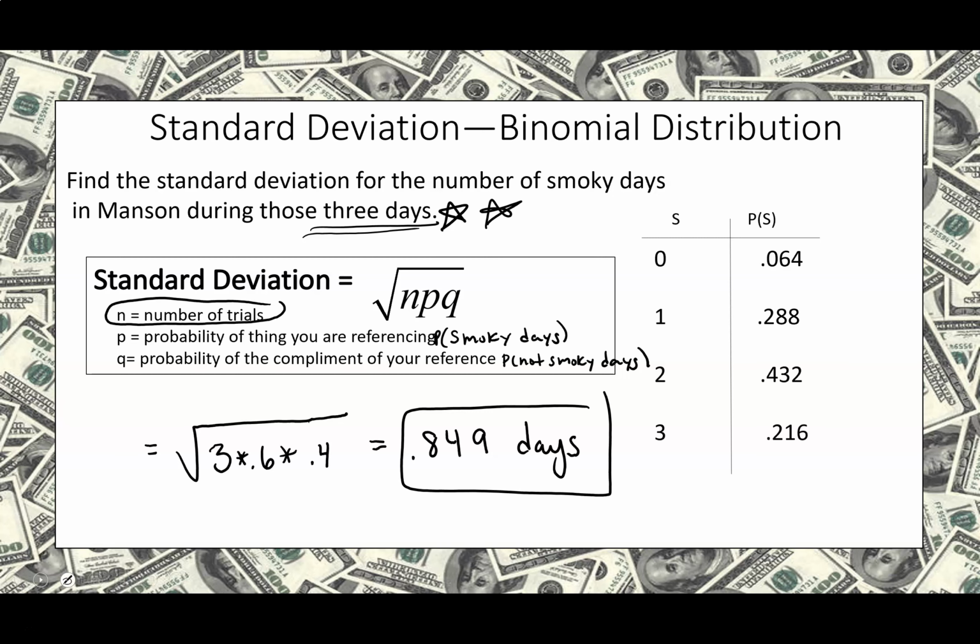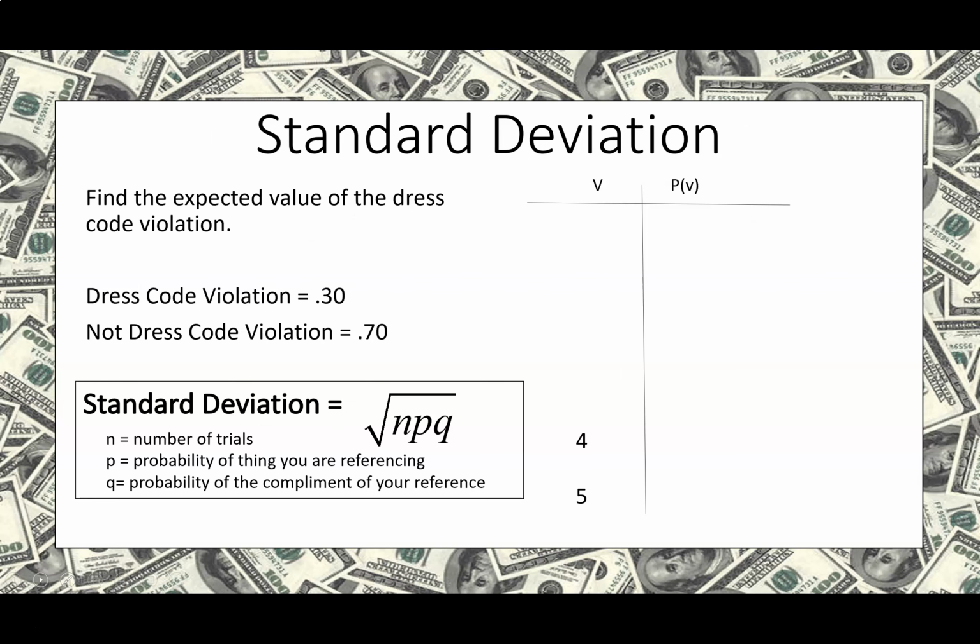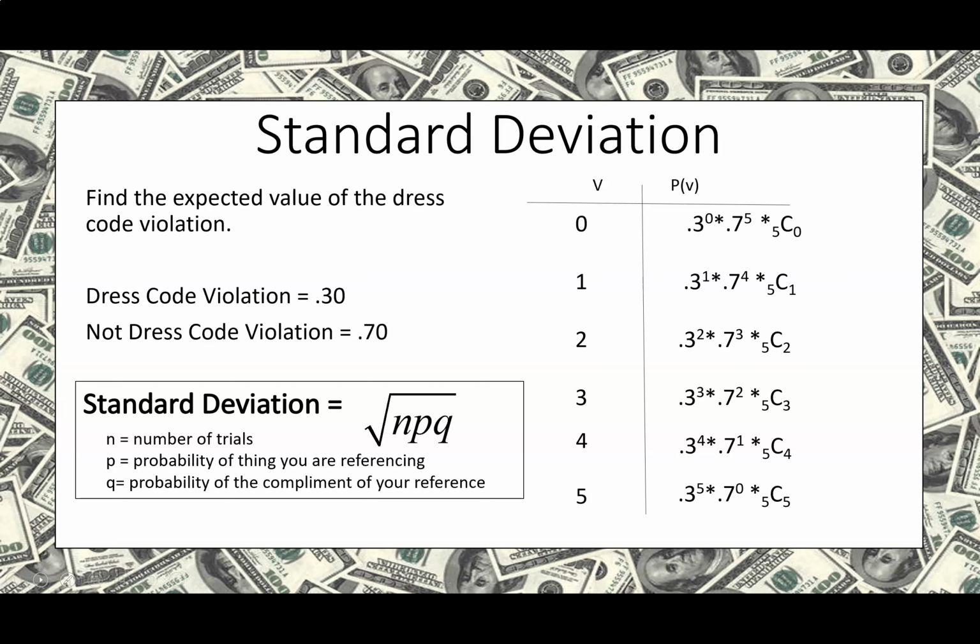All right. Find the expected value of the dress code violation. Well, remember, expected value was N times P, and we've already done this problem. So that's going to be N, which is 5, times 0.3, which is 1.5. So we expect there to be 1.5 violations. But that's actually not what this PowerPoint's about. That's review. We want to know what the standard deviation is. We know that the average is about 1.5 violations, but does it vary per year quite a bit or not much?